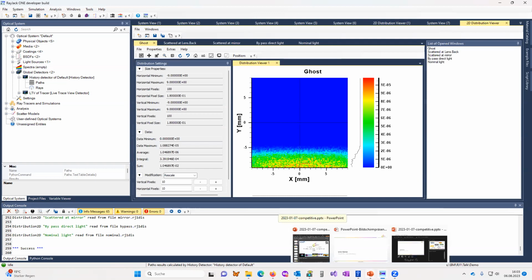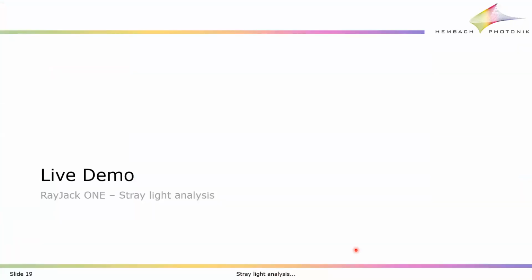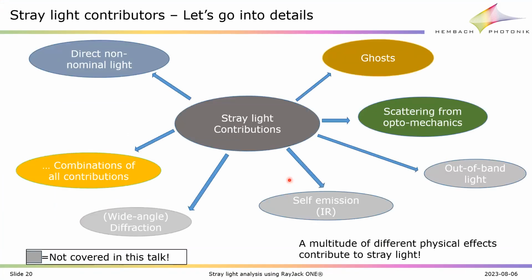Let me now switch back to the presentation, and let me give you an overview of Straylight. So one component of Straylight is direct non-nominal light. This is light, in our case, the light that bypassed the lens, and it occurs just too often in optical systems. We already learned a little bit about the ghosts.